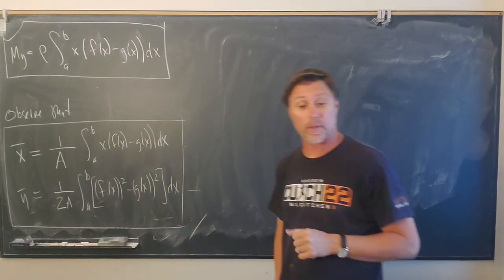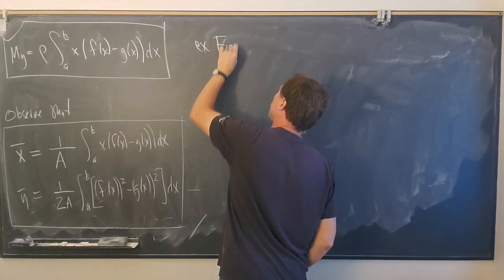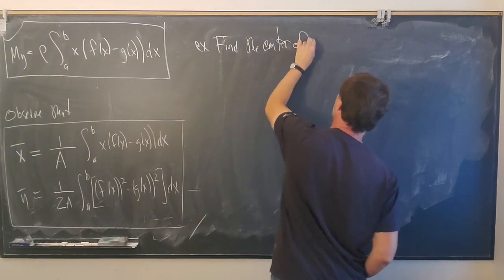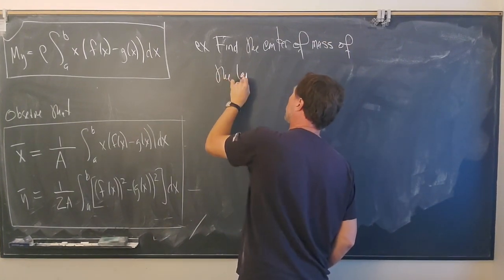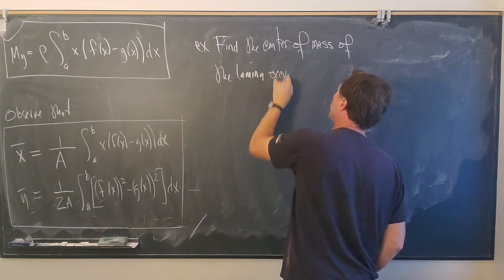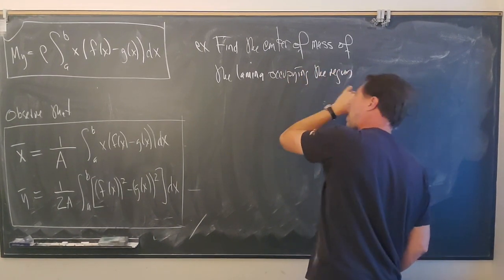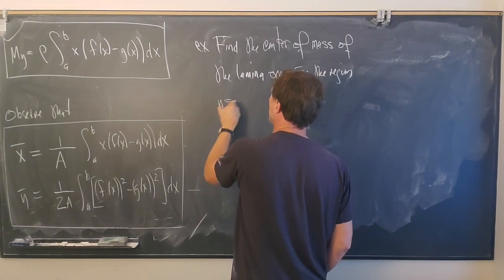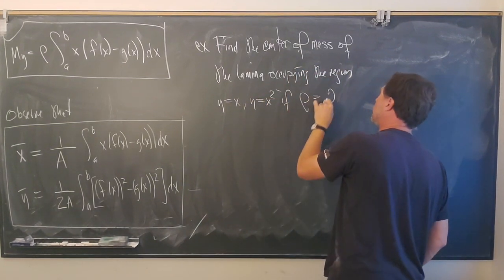Okay, so let's try an example now. So let's find the center of mass of the lamina occupying the region between y equals x and y equals x squared if the density is given by 2.